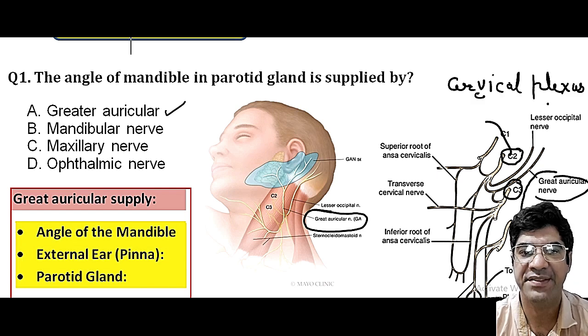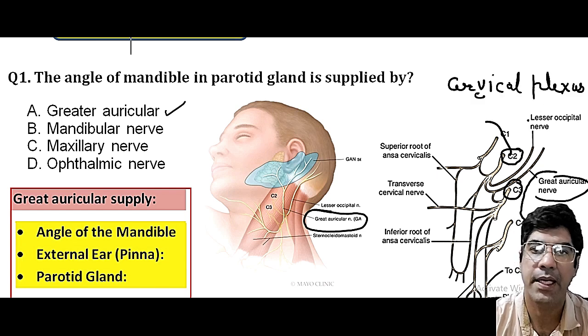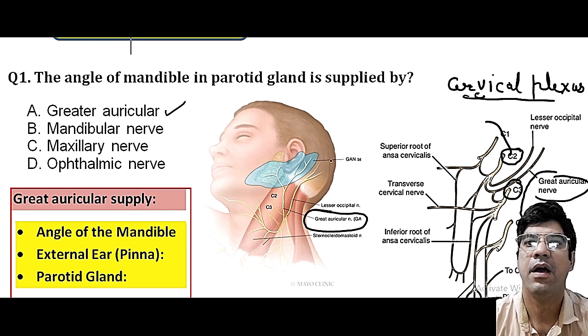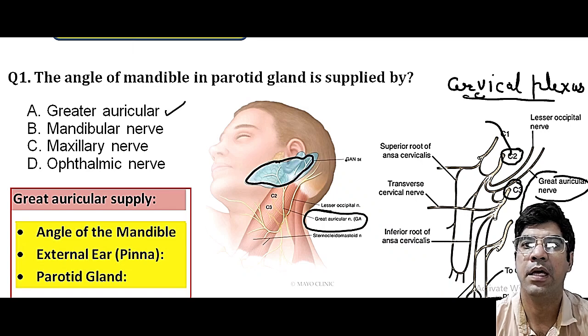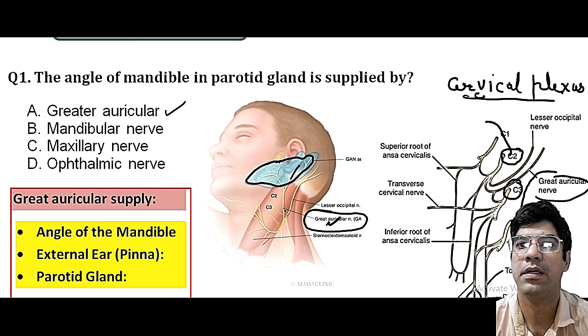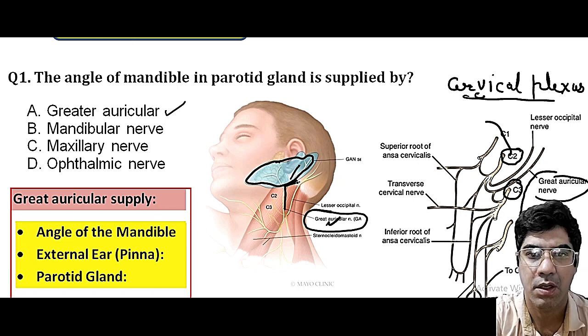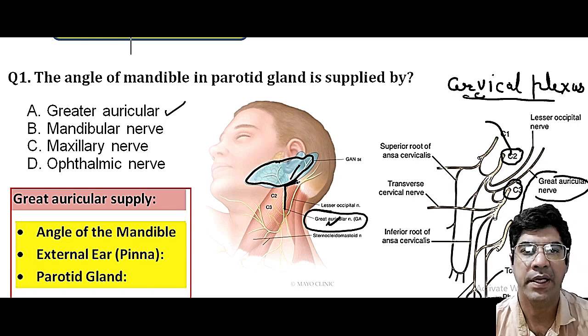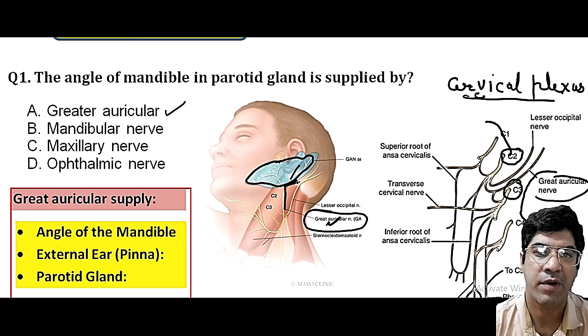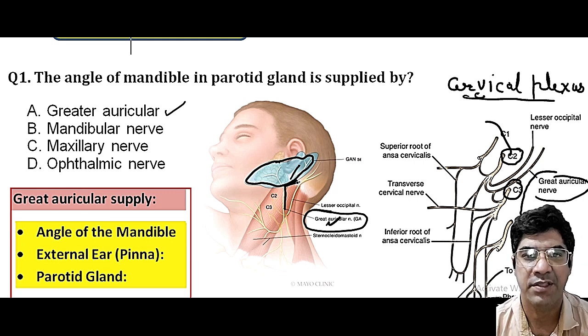So it will provide sensory innervation to skin over the parotid gland and the angle of mandible. This one is the parotid gland, and this great auricular nerve will supply the parotid gland as well as the angle of mandible. So the great auricular nerve originates from the cervical plexus, from the ventral rami of the cervical spinal nerves, that is C2 and C3.